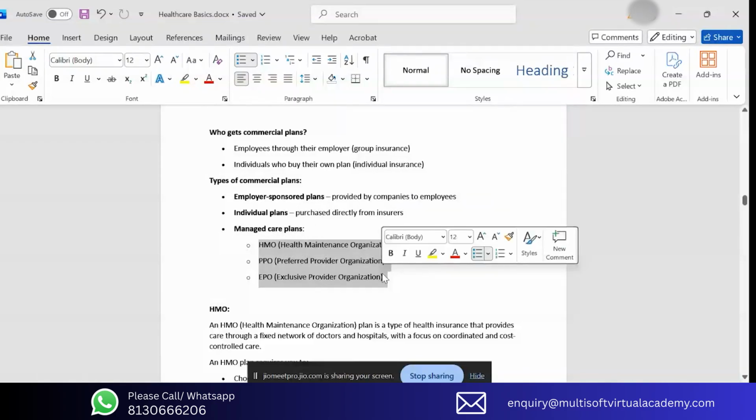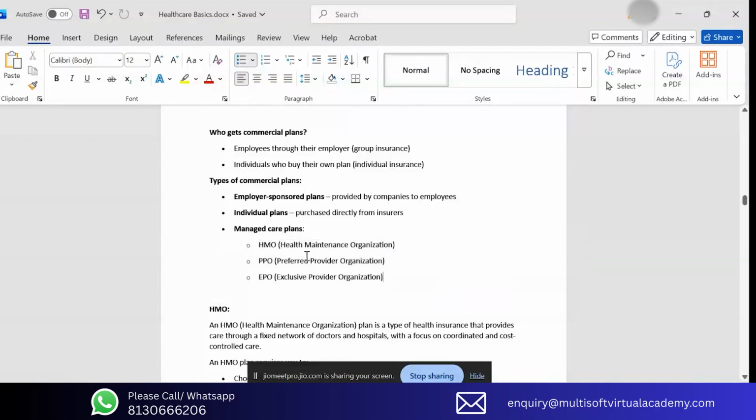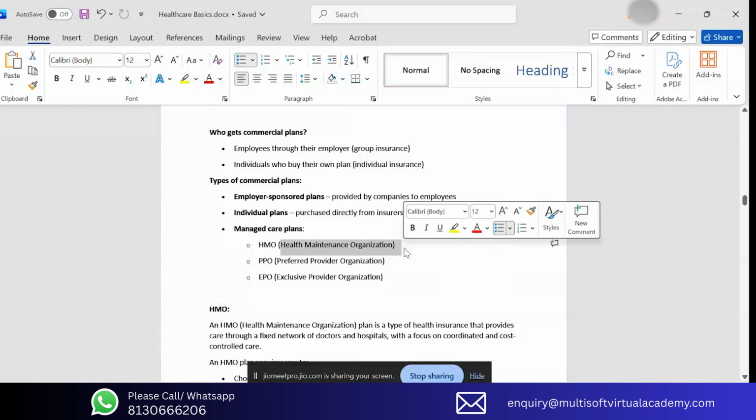HMO, PPO, EPO play an important role in a Facets world, where I would say most of your customers will be enrolled with commercial plans. So when you say commercial plans, these three are very, very important: HMO plan, PPO plan, and EPO plan. HMO is health maintenance organization, PPO is preferred provider organization, EPO is exclusive provider organization.